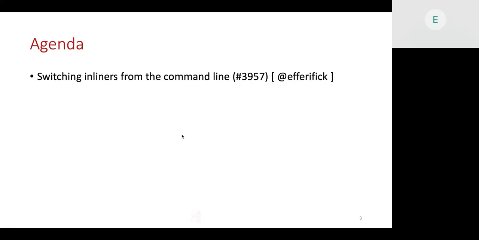Now, I did not prepare a presentation, but on the issue that is linked on the agenda, there are three small proposals on how we can achieve changing the inlining strategy on the command line. The first one is just placing a conditional statement on the ops array at the optimizer file on the optimizer class, and just replacing our inliner with the default inliner path.